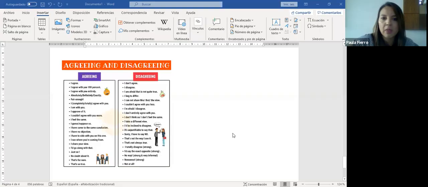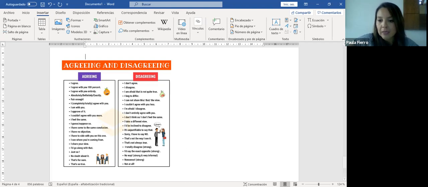Activity number 3. A mind map is presented to students with examples of polite expressions or vocabulary words to express disagreement. I found also a very interesting picture that you can share to make them understand and introduce the topic. Here you have the picture, agreeing and disagreeing. Let me make it bigger. And you have here many expressions.